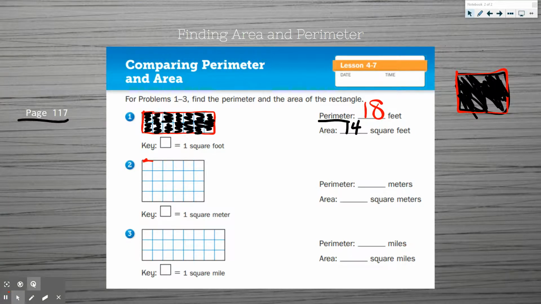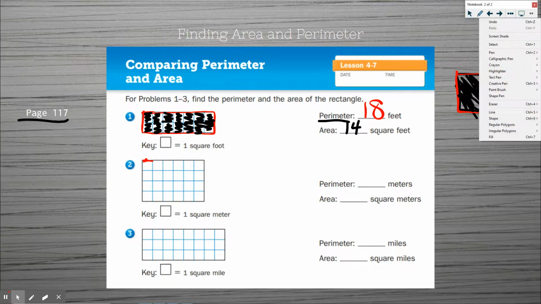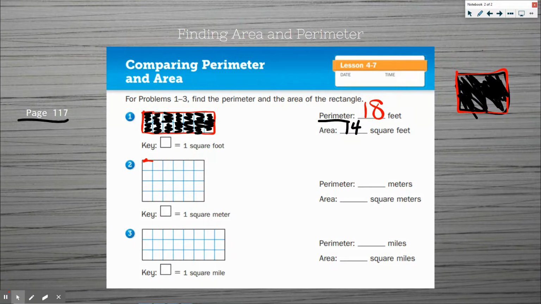You should have said that the perimeter is 20 meters long. So we are going to put in 20, and then we're going to double check that to make sure. So I've got, starting in that top left corner, 1, 2, 3, 4, 5, 6, 7, 8, 9, 10, 11, 12, 13, 14, 15, 16, 17, 18, 19, 20. So again, I got 20.